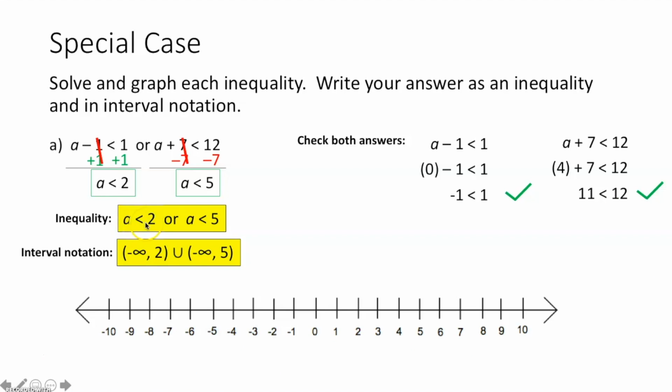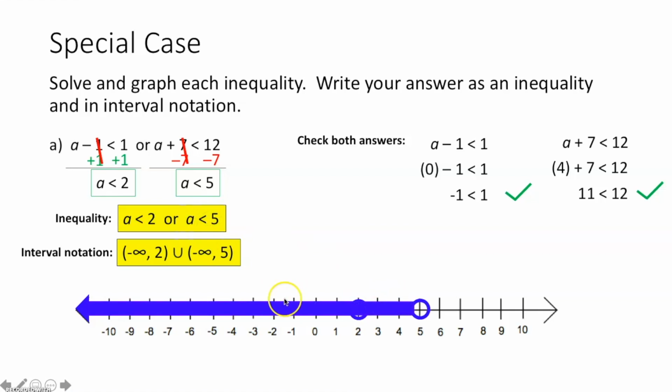A is less than 2. So I'm going to put an open circle at 2. And I shade all the values of a less than 2 because our variable's on the left. You can see our inequality symbol points in the direction we're supposed to shade. Or now we're going to graph a is less than 5. So at 5, we're going to put an open circle. And we want all a values less than 5. So we shade to the left, all the a values less than 5.